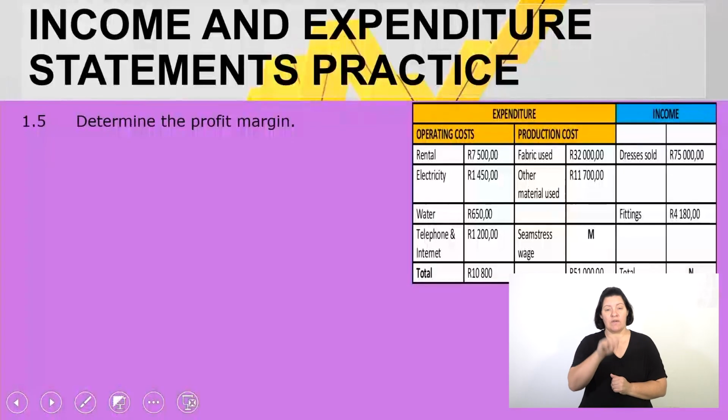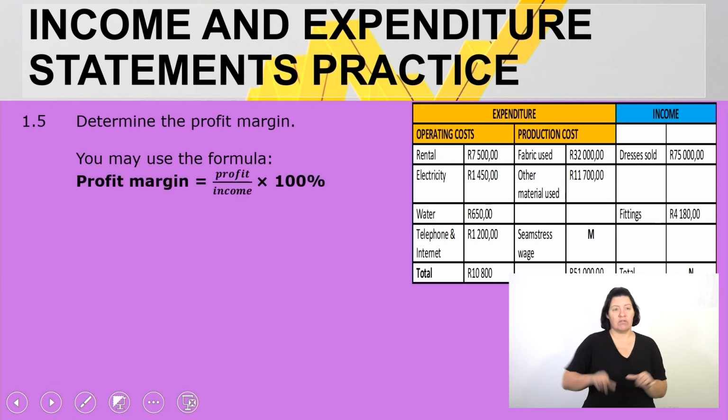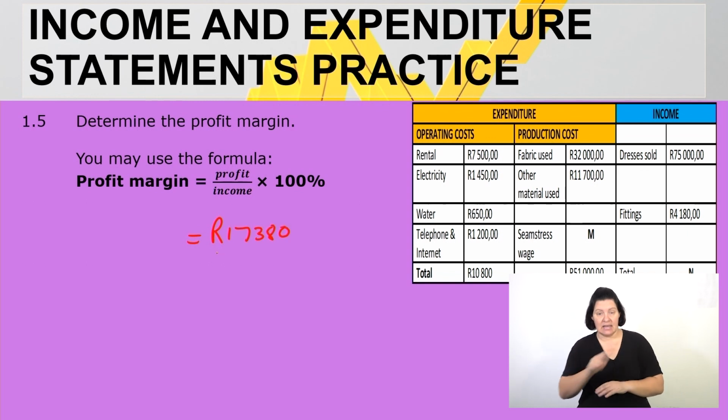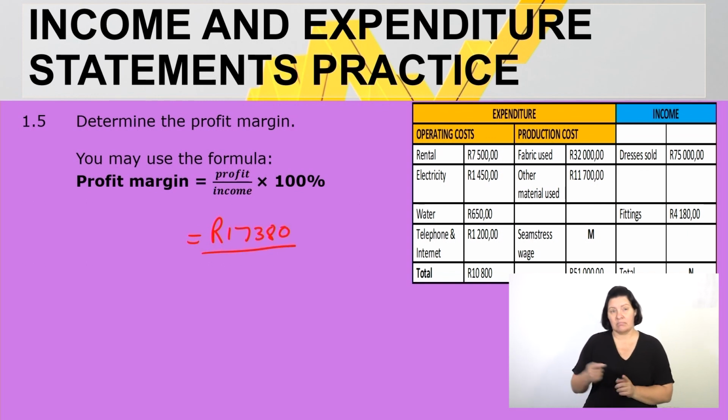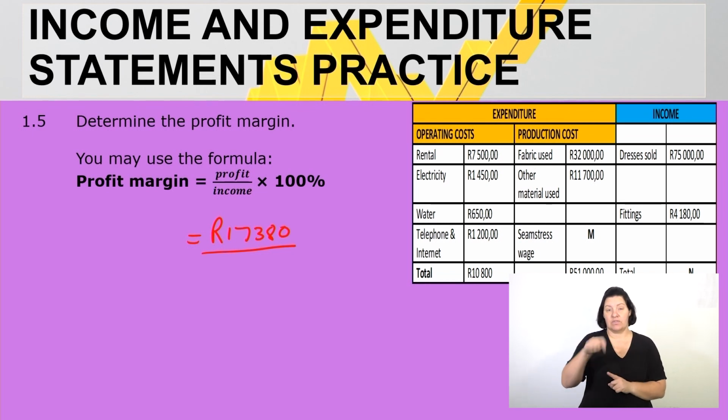All right, now let's move on to our next question. It says here, 1.5, determine the profit margin. You may use the following formula. Profit margin equals your profit divided by income multiplied by 100%. So therefore, we calculated what is the profit. That will be 17,380 rand divided by your income. Now let's quickly just double check. Income is the 75,000 plus the 4,180. Total income, 79,180 rand. And remember to multiply that by 100.